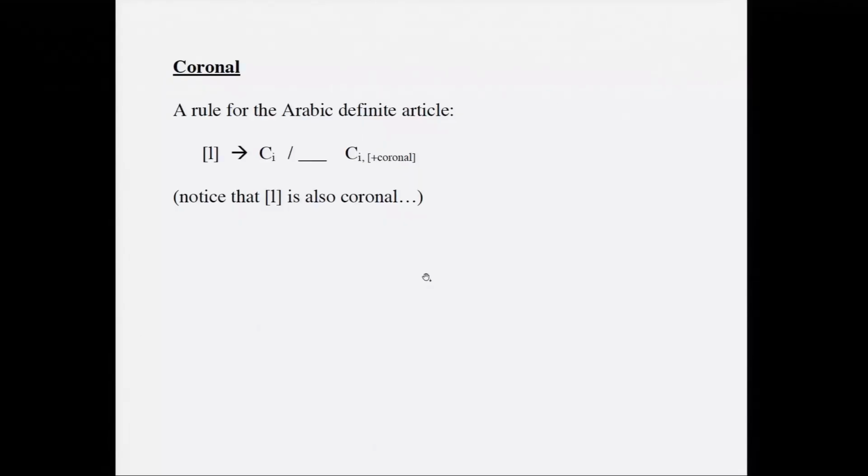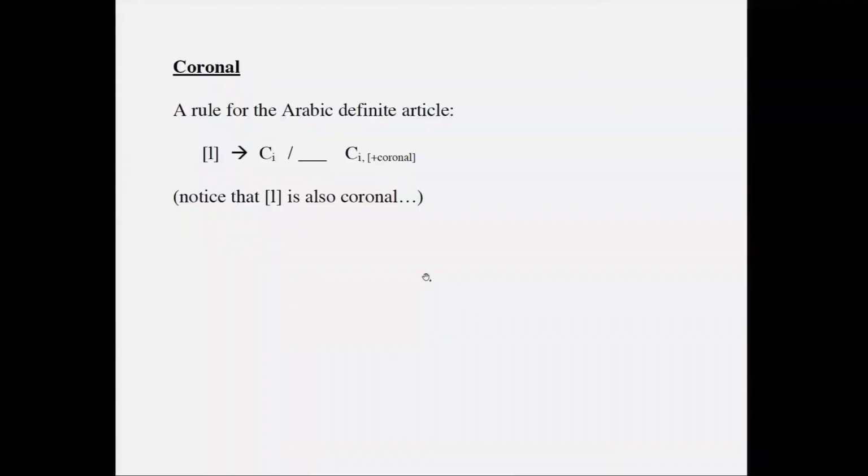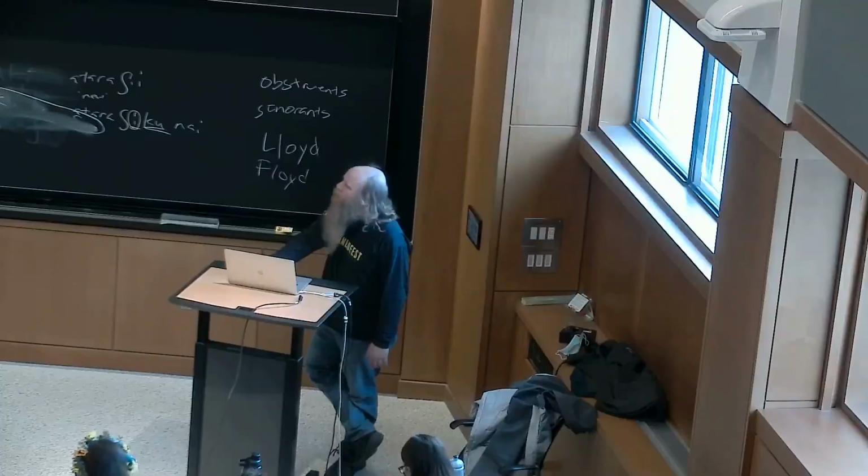A rule we could have for the Arabic definite article, L is also coronal, would say that in the definite article, an L becomes a copy of a following coronal consonant. So we have a variable, consonant subscript i, which says whatever the following consonant is, if it's coronal, the L will also get the value consonant sub i, so it'll have the same form as the following consonant.